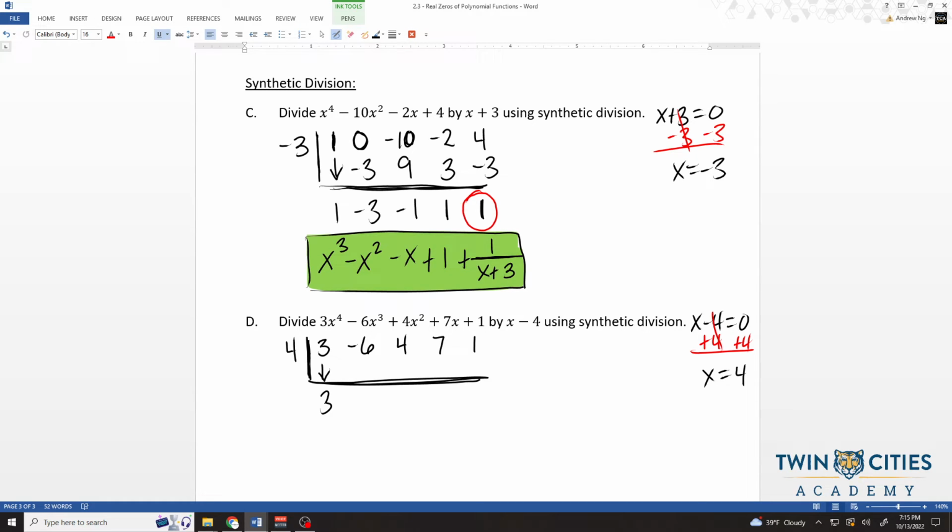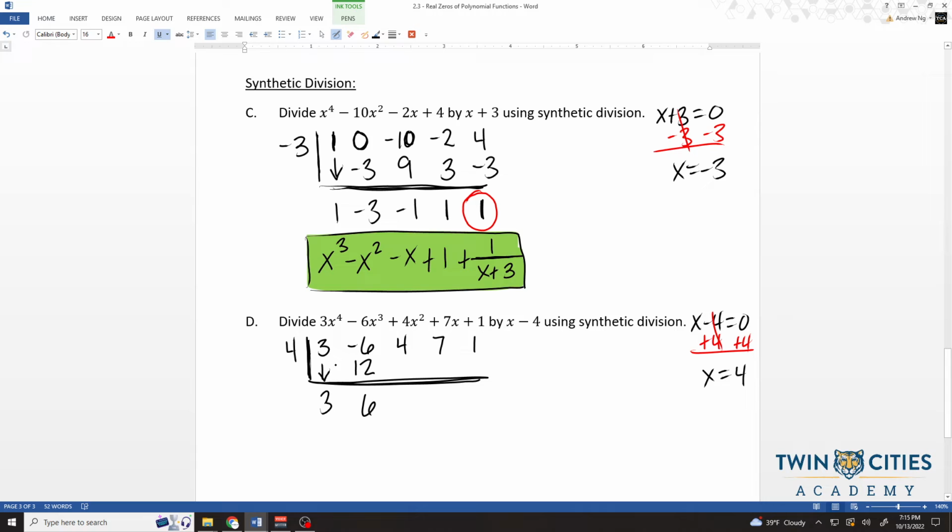Okay, so now I'm set up. Let's do this. 2 steps. Multiply diagonally, add straight down. So multiplying diagonally, this will give me 12. Adding straight down, negative 6 plus 12 will give me positive 6.